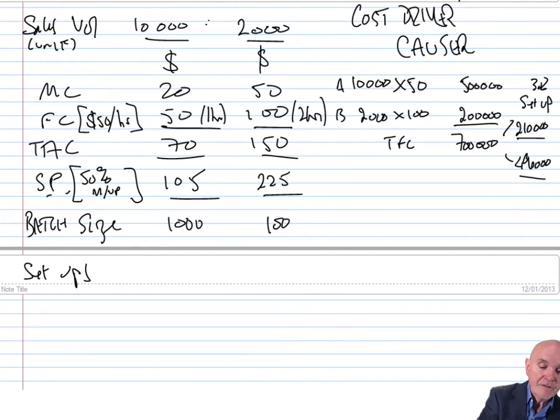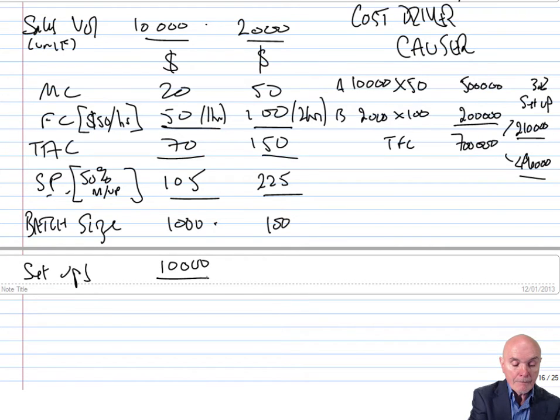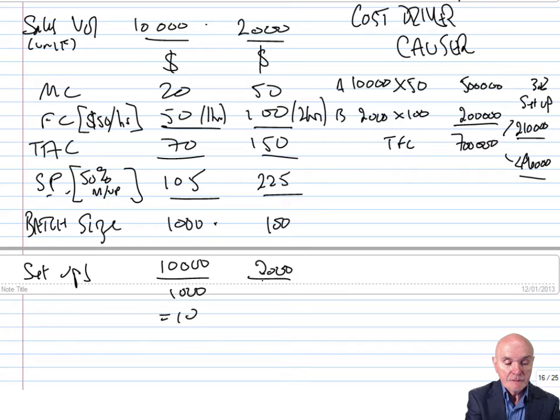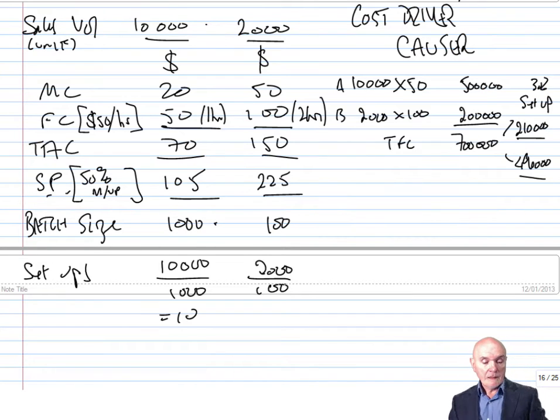So we have to get through 10,000 units. And we are getting through in batch sizes of 1,000. There must be 10 setups there. The other one, we're getting through 2,000 units, and we're setting up in terms of 100 there. So that looks like 20, doesn't it?